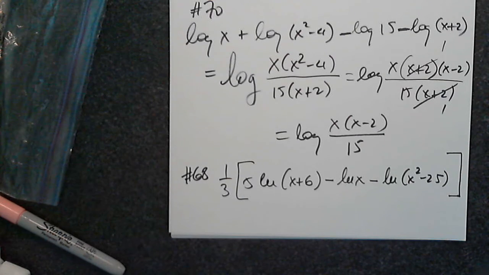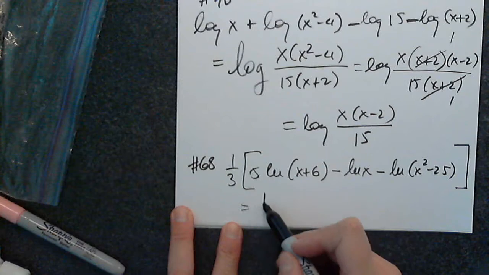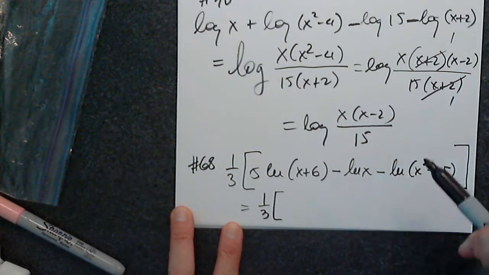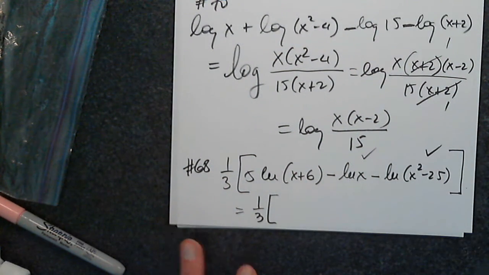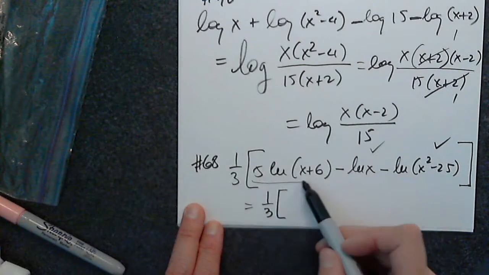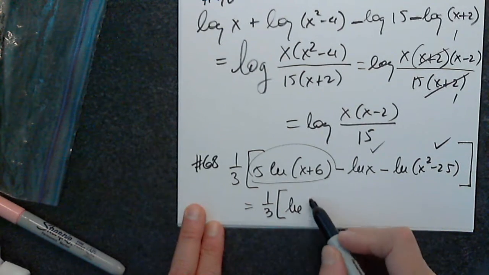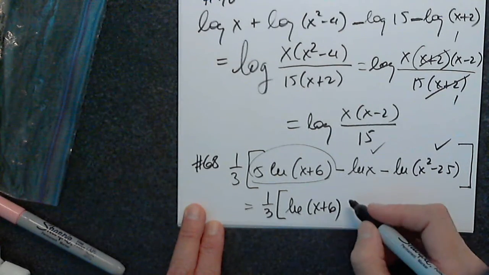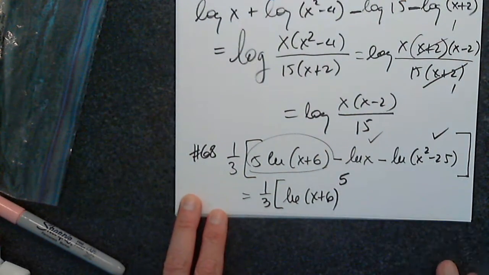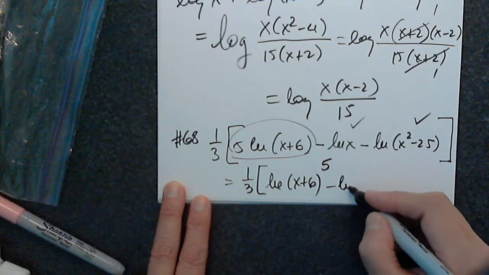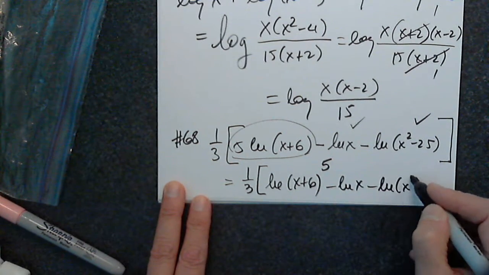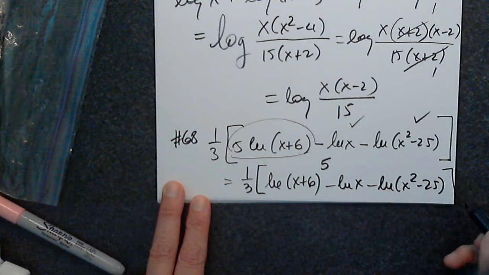How many quantities will go to the denominator when we condense? 2. How many will go to the numerator? Right. However, we cannot condense the inside just yet. We have an additional step, not for this and not for that. For the first one, how do I rewrite the first one? Natural log of x plus 6 to the power of 5. Correct. Very good. Thank you. Minus natural log of x squared minus 25.